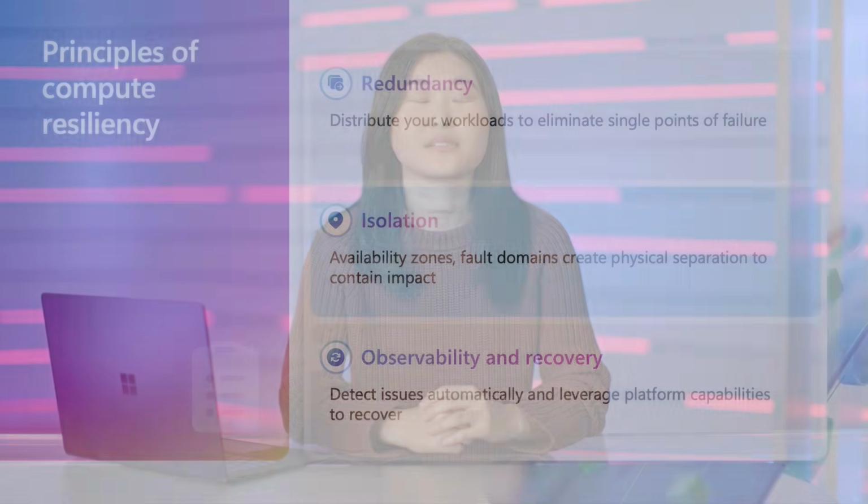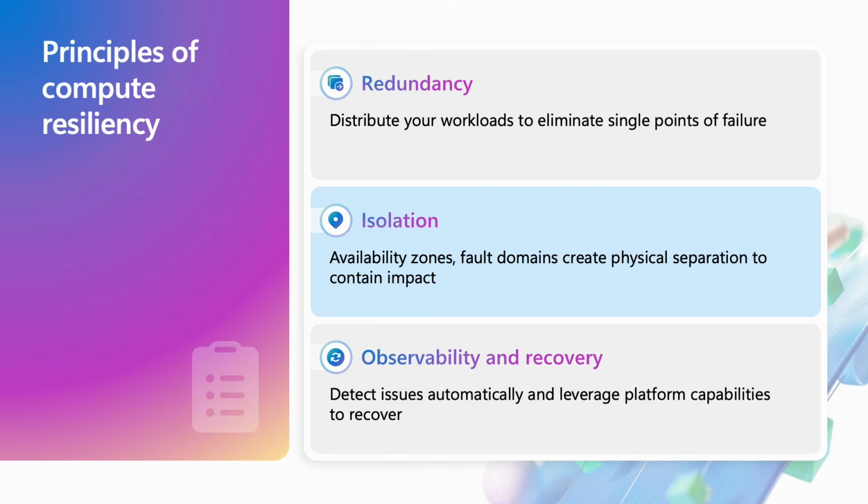Even the most reliable platform cannot prevent downtime if an application is only deployed to a single virtual machine in one location. To help you build that architecture, we encourage you to consider the following key principles when designing your workloads. The first is redundancy. This means eliminating single points of failure. In Azure, we allow you to distribute your workloads across multiple fault domains and availability zones. If one component fails, there are other virtual machines ready to take over.